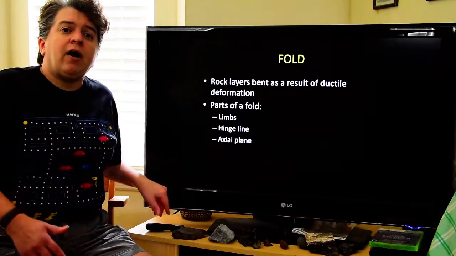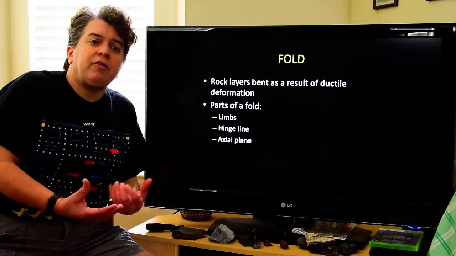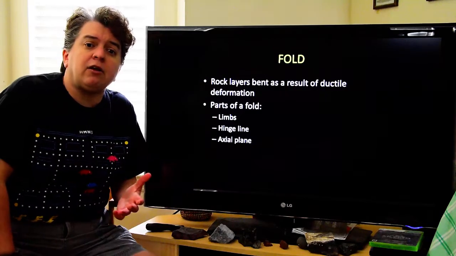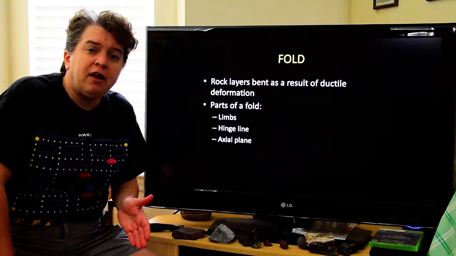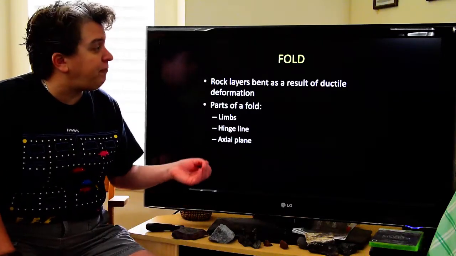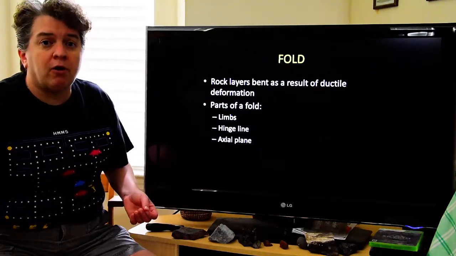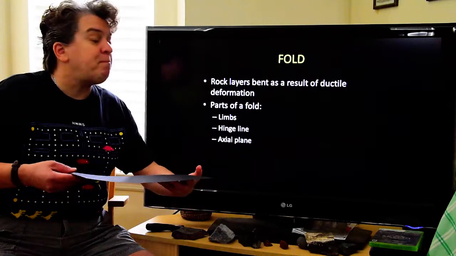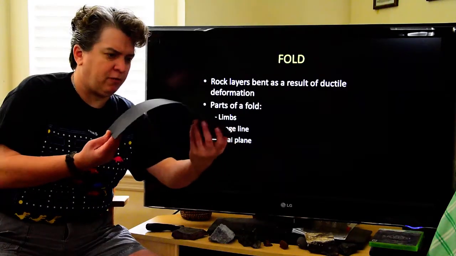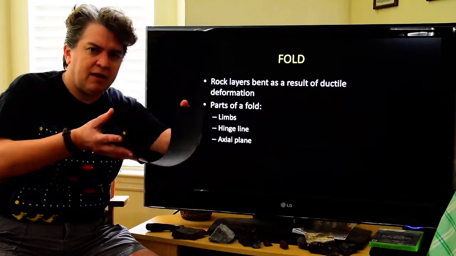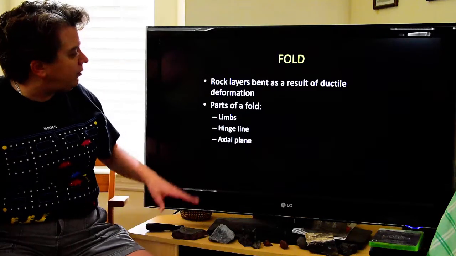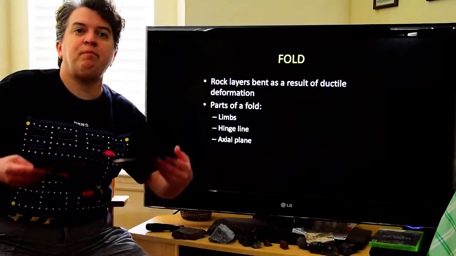So now that we know how to describe the orientation of these rocks in 3 dimensions, let's take a look at some of the structures that are found on Earth. And one type is called a fold. Folds are where rocks are bent as a result of ductile deformation. So when the rocks bend like this or like this and they don't break, that's going to create a fold. And folds have parts.